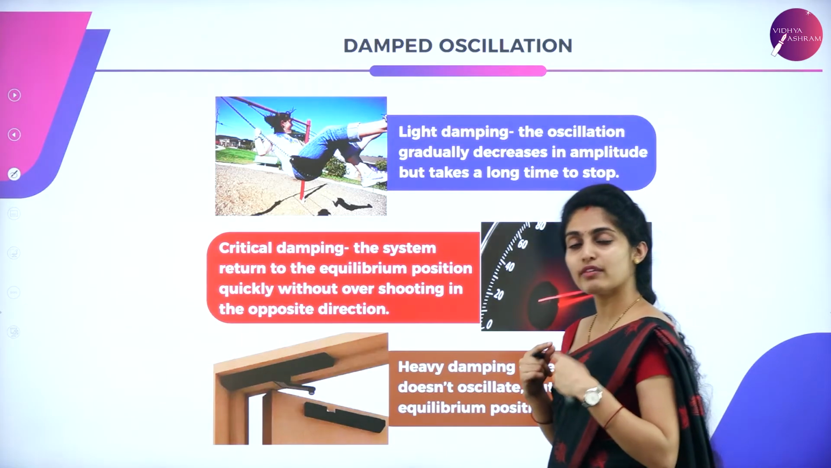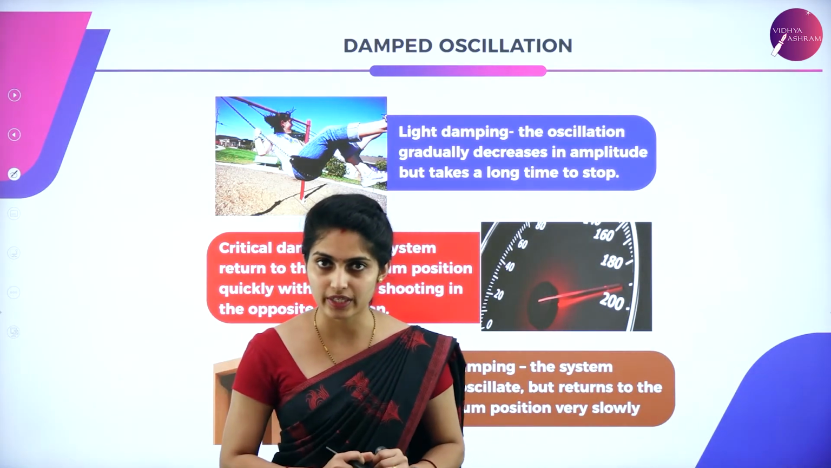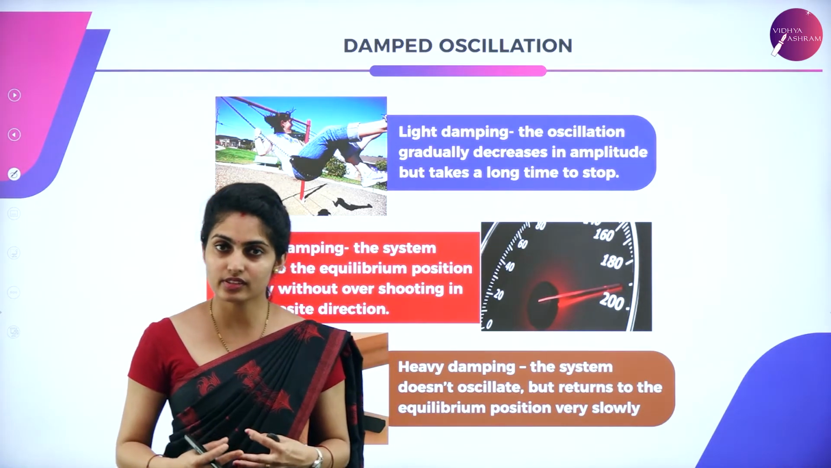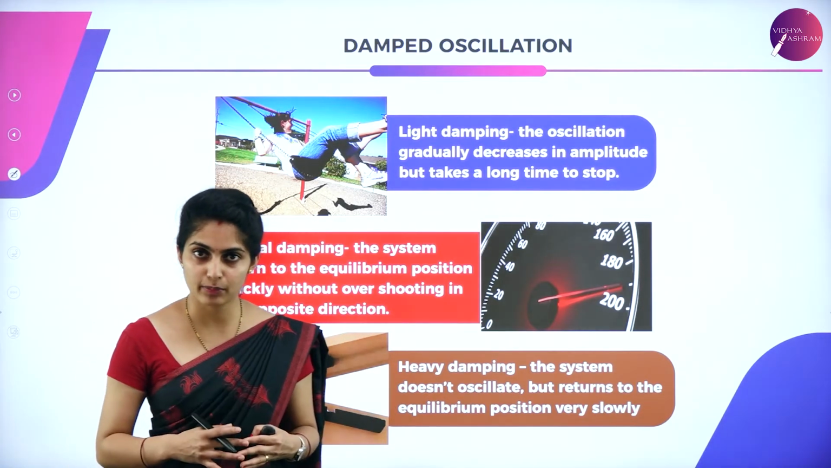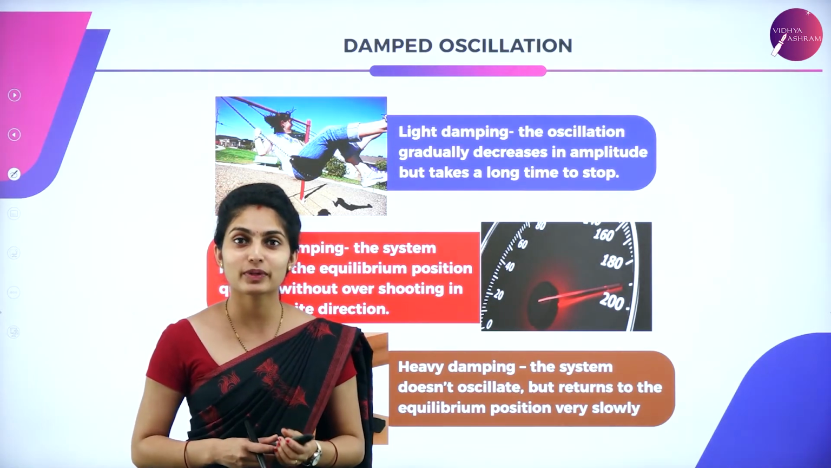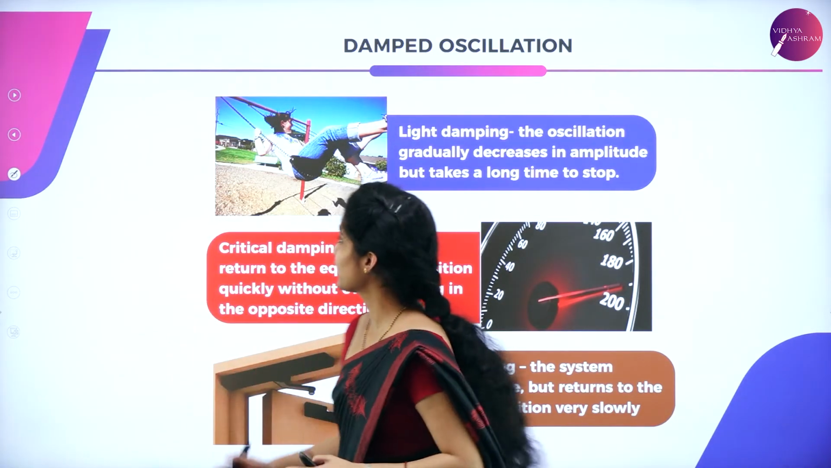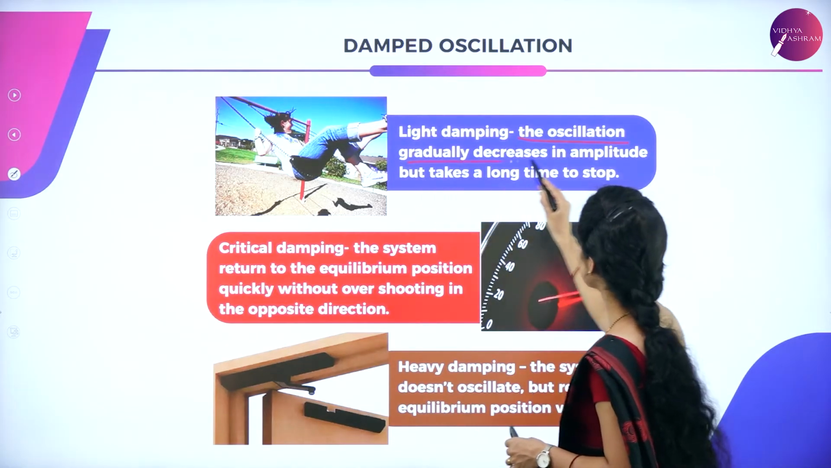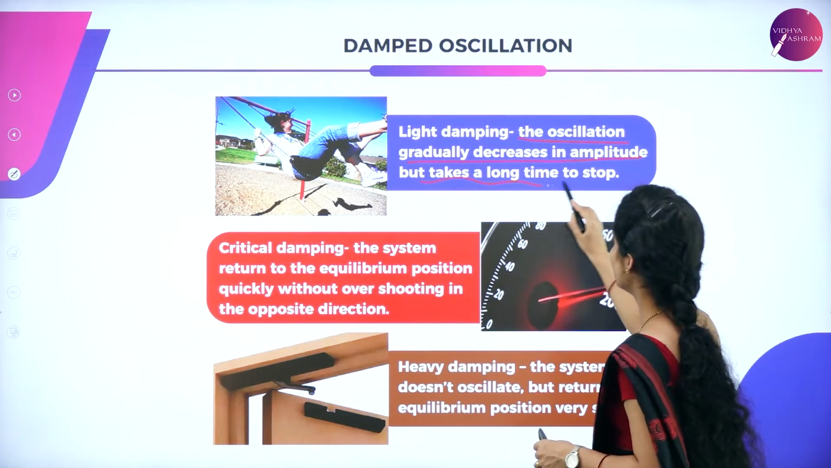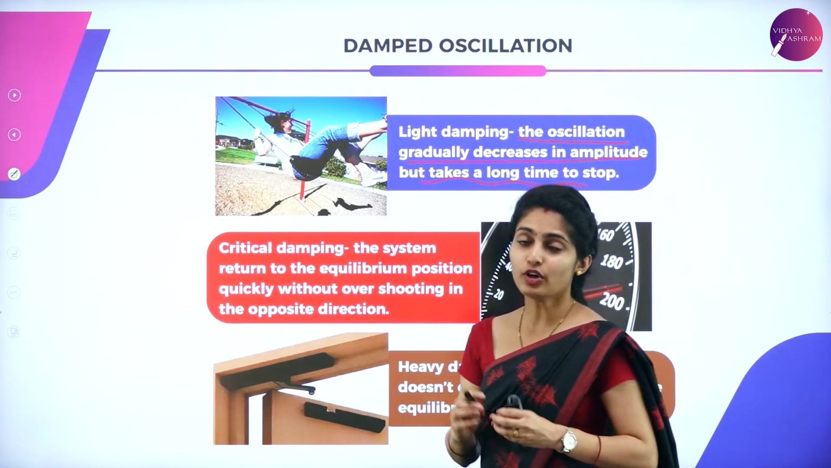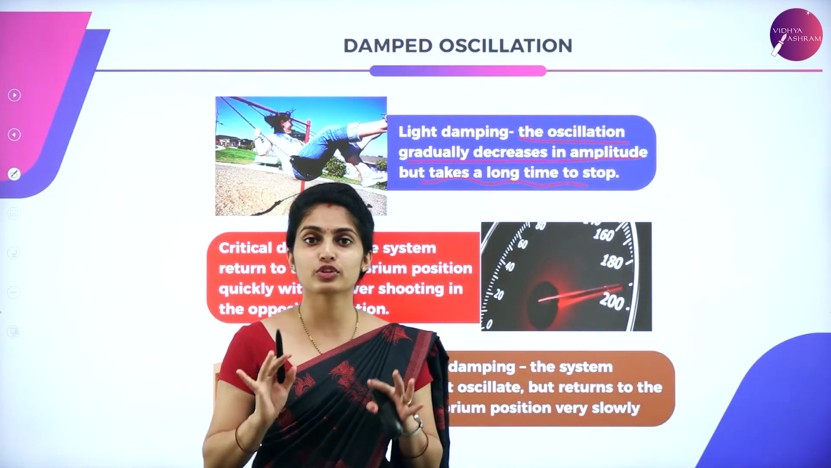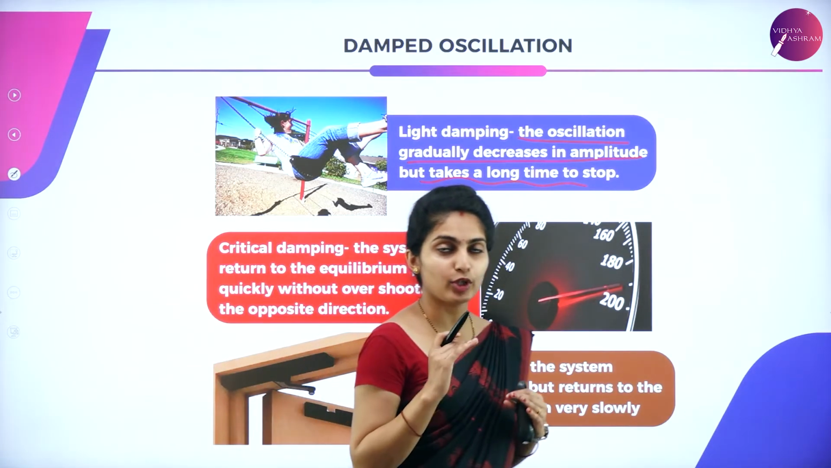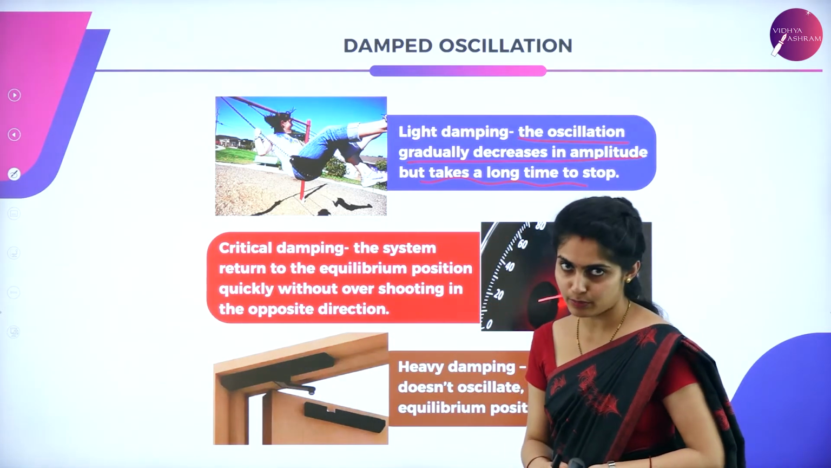You have observed that when you push your friend on the swing and leave it aside, until you exert some external force by pushing with your leg, the damping is always present in the swing. In light damping, the amplitude of the oscillation gradually decreases but it takes a longer time to stop. If you don't give any external force, it takes a longer time to come back to its equilibrium position.